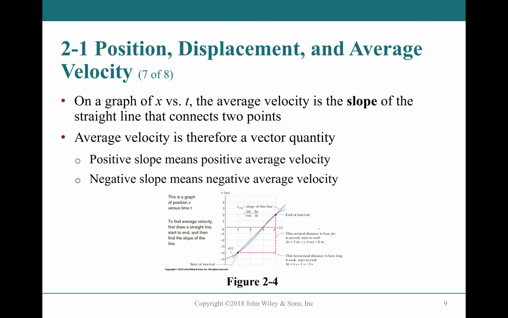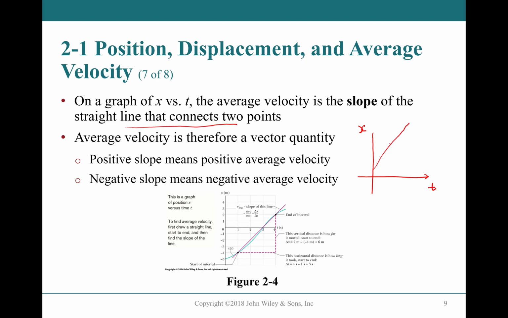Okay, so here we are going to use a graph to see the relation between the displacement and our velocity. On a graph of x versus t, the average velocity is the slope of the straight line that connects 2 points. You guys know the definition of slope. So if I draw x as a function of time, if our velocity is positive, then our displacement will increase with time. So you may get a graph that looks like this, okay?